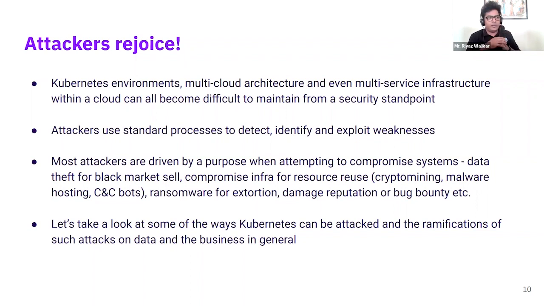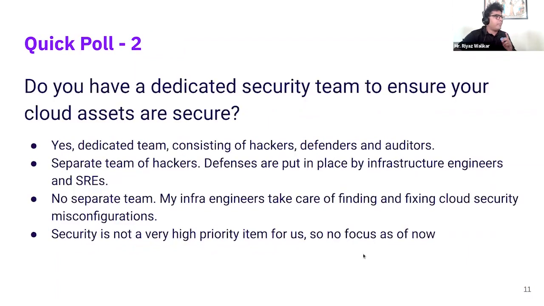Damage reputation, definitely. Some systems do get crippled simply because the attackers want to damage the reputation. And bug bounty, right? This is pretty common. Some of you folks in the audience would be bug bounty hunters, but this is another common attacker profile, right? They want to attack because they want to create a POC for a bug bounty. Let's take a look at some of the ways Kubernetes can be attacked and the ramifications this can have on data and the business in general.